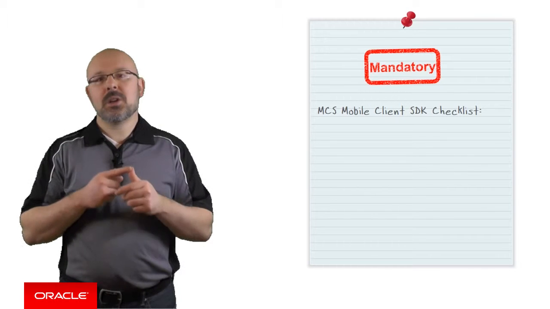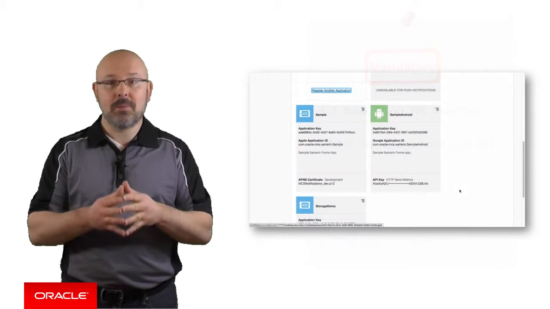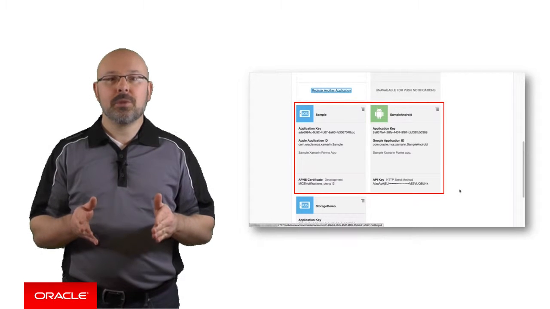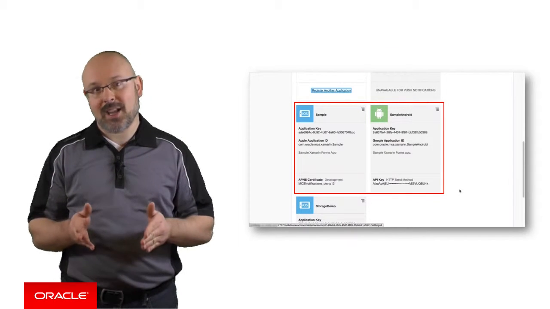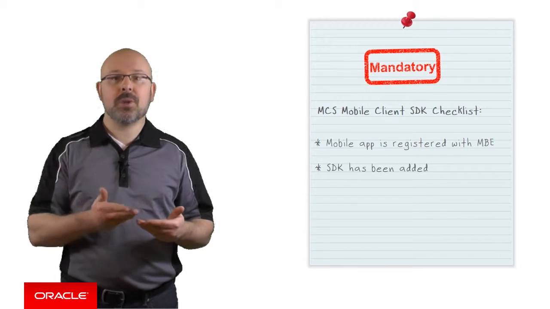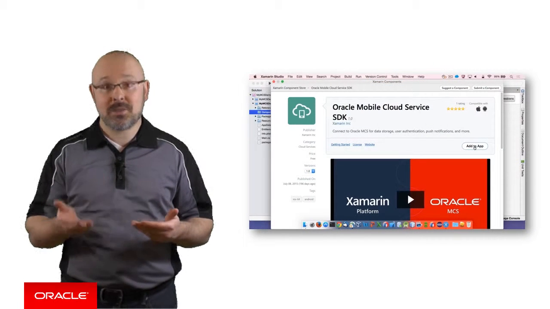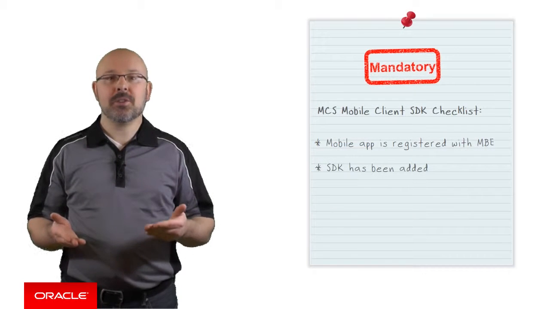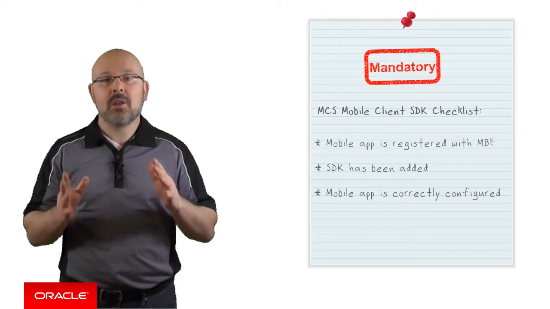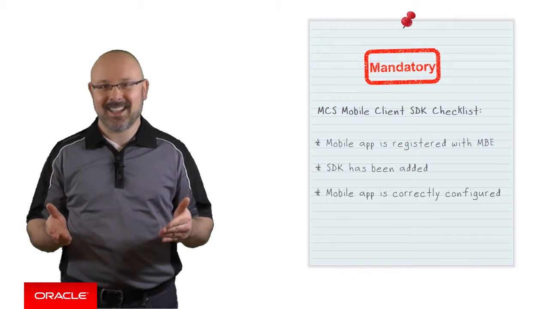The first thing is to ensure your mobile app is registered in MCS. Registration is done per mobile backend. If things fail, make sure you added the correct application key to your MCS configuration.json file. The second element on the list is the MCS SDK. If you forgot to add it, just add it to the relevant projects using the component manager in Xamarin Studio. And finally, ensure your MCS configuration.json file is properly configured and that all of your platform-specific projects contain the code required to initialize the SDK.